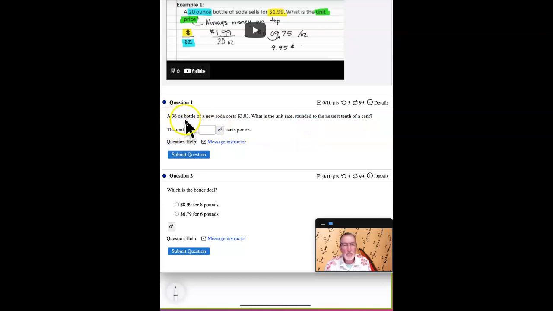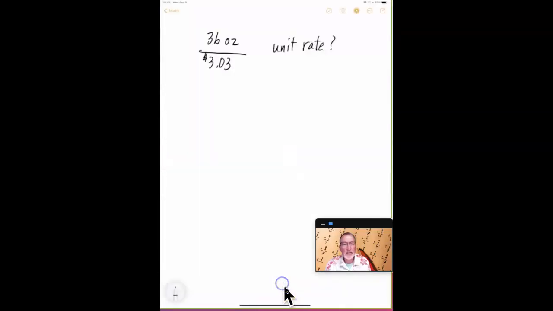A 36-ounce bottle of a new soda costs $3.03. So for 36 ounces, you're paying $3.03. You've got 36 ounces and $3.03. What's the unit rate? So that means what is the per ounce rate? So we have 36 over 3.03, and that's equal to 1 ounce over X.